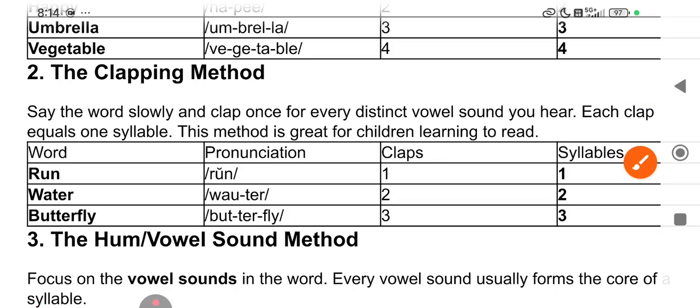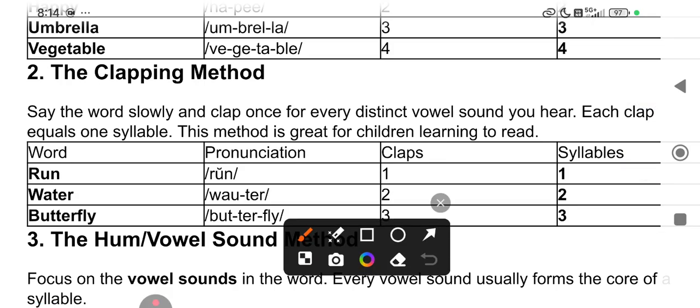Umbrella. Umbrella is a three-syllable word. Vegetable.